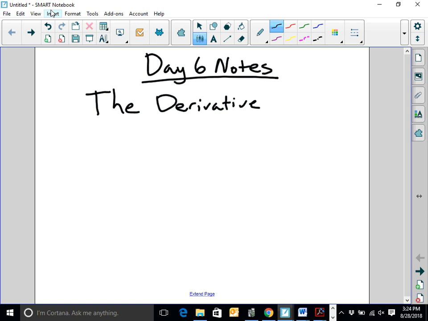So why do we use derivatives? Derivatives help us to find slopes of tangent lines, right? We're all used to solving slopes on linear functions, right? If we have 2 points, we can do the change in y over the change in x. But what if it's not linear? What if it's a curved function?